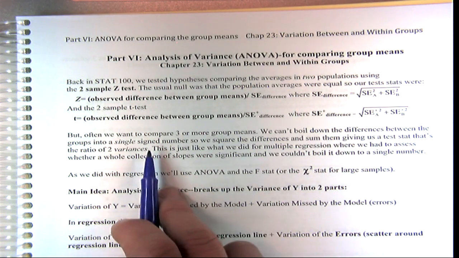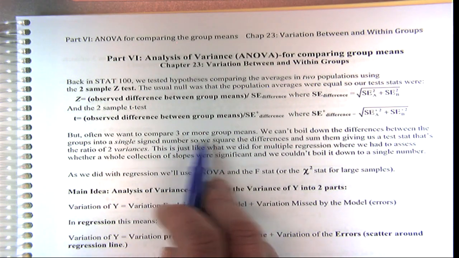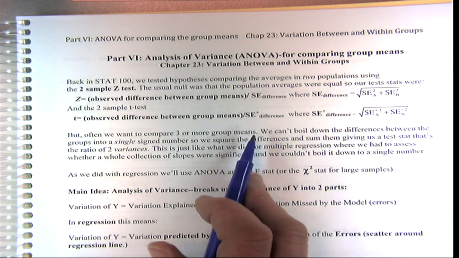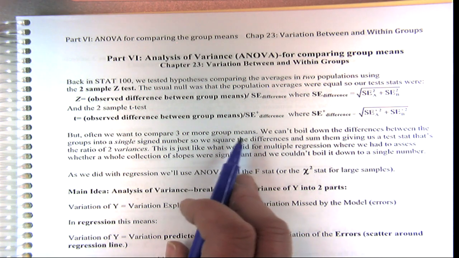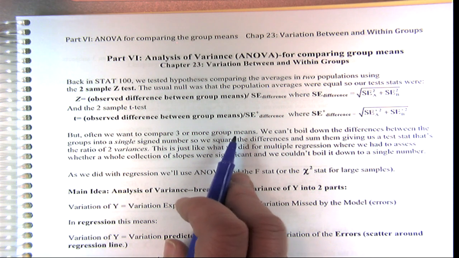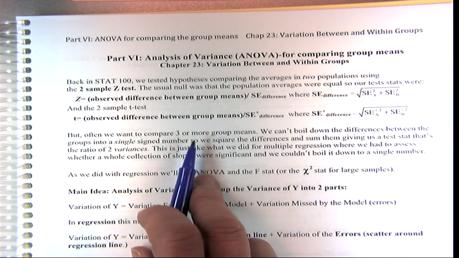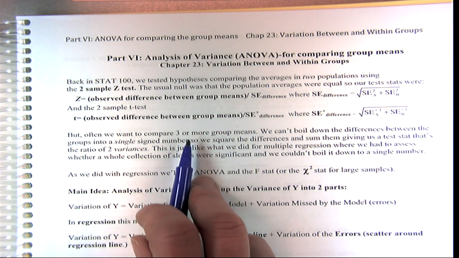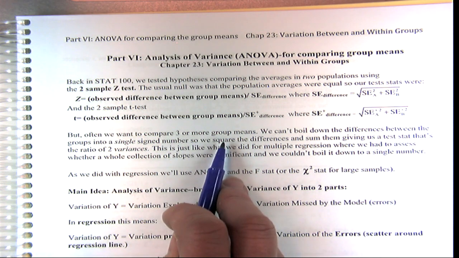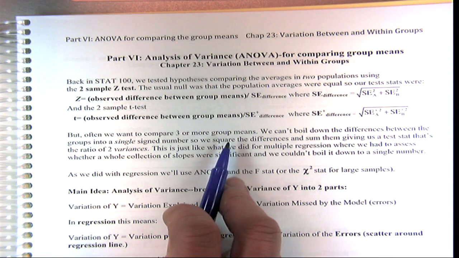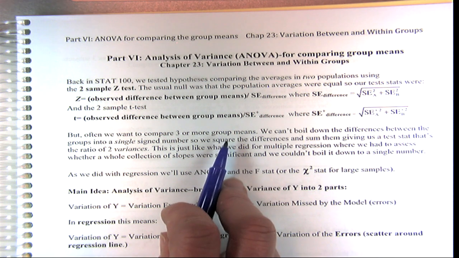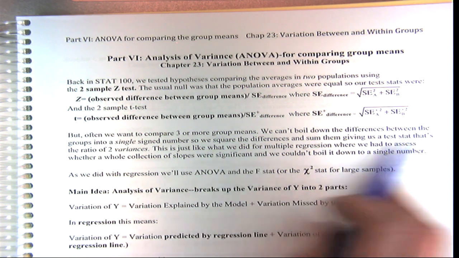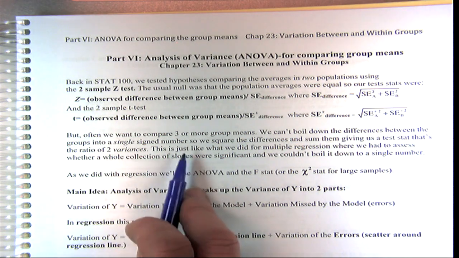All right, but often we want to compare 3 or more group means. Like, let's say males, females, and let's say there were enough other besides males and females, like transgendered, that we could do that. In our class, there isn't enough, but let's say there were, then we'd have 3 groups, and it's the same old story, 3 slopes, 3 groups. You can't just boil the differences down to a single signed number.